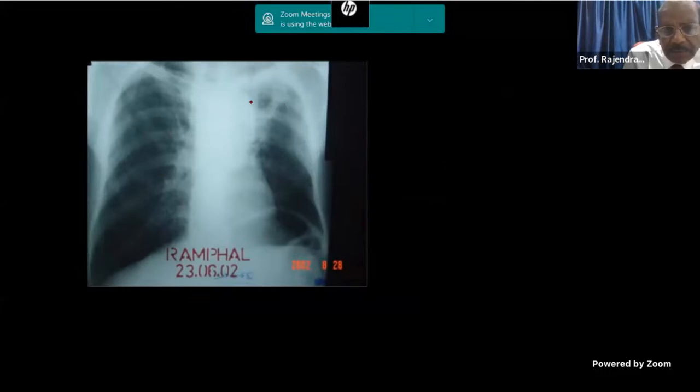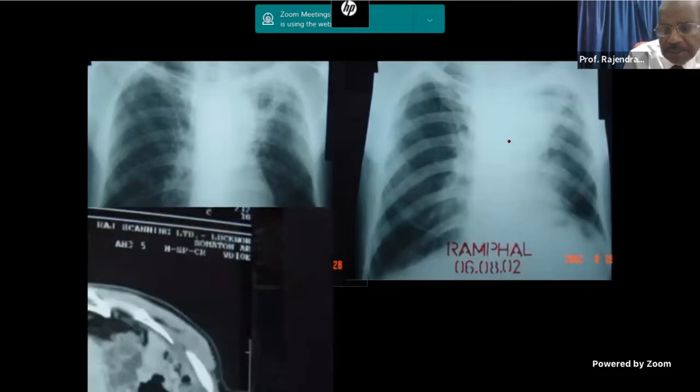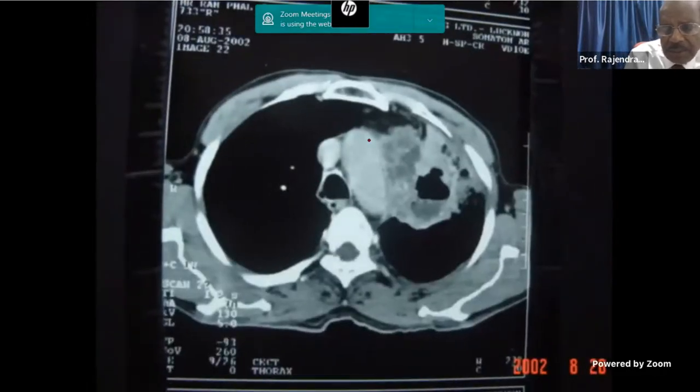Cavity in the upper zone in India, I said tuberculosis should be most common, but that doesn't mean that every case of cavity in the upper zone would be tuberculosis. To be very careful, anti-TB drugs were prescribed by someone, and after about 2 months the size of the cavity had increased. And you see the CT was done, and that has shown the characteristics of a malignant cavity. What are the characteristics of a malignant cavity? It should have a very thick wall.